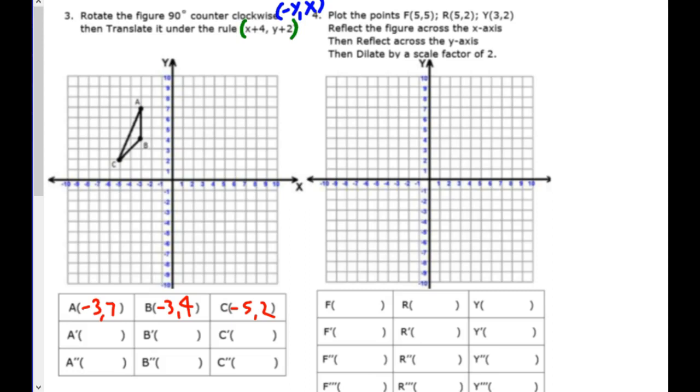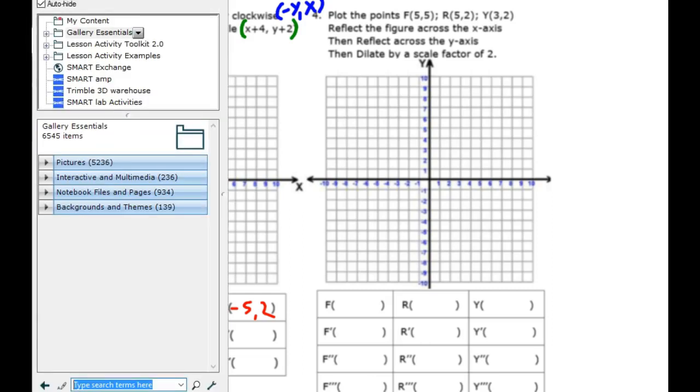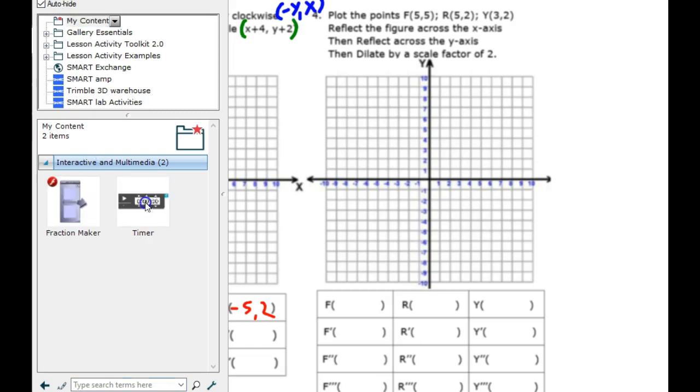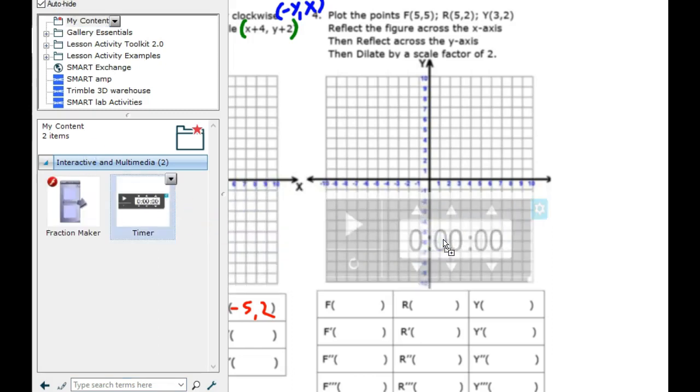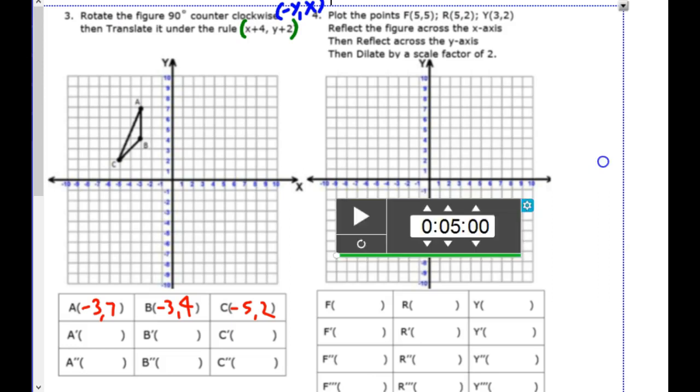So I'll give you some minutes here. I want you to be able to finish this one and graph them. If you finish before we go over it, go to number 4. See if you can do 3 transformations. But let me give you a little time limit here. All right, let's see what you got.